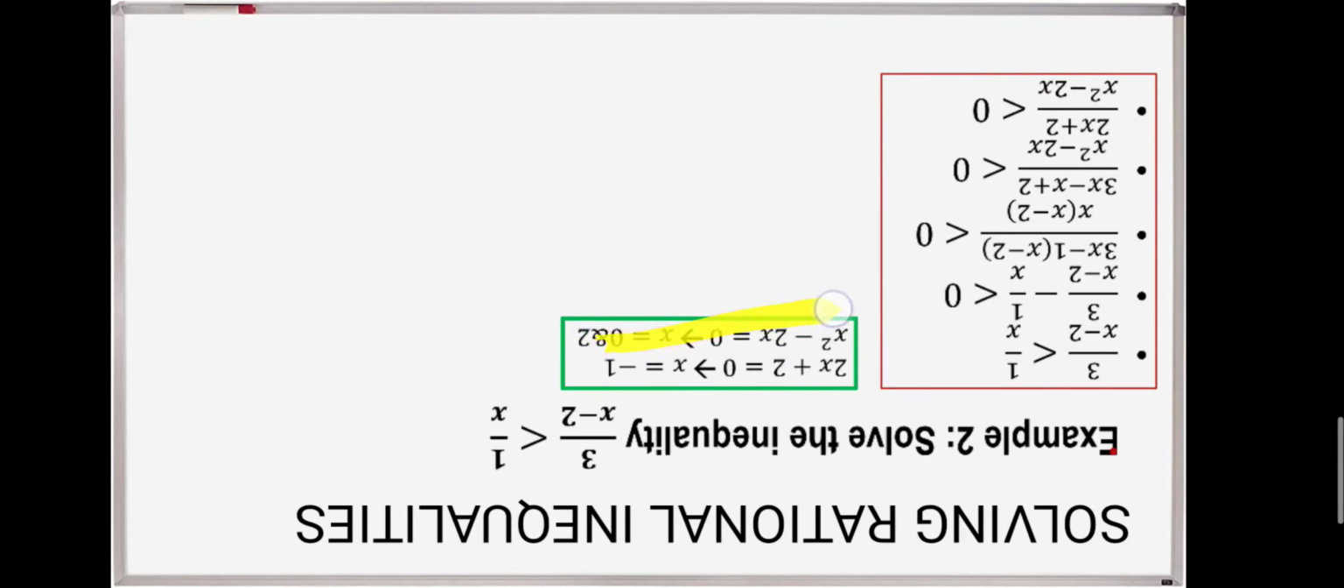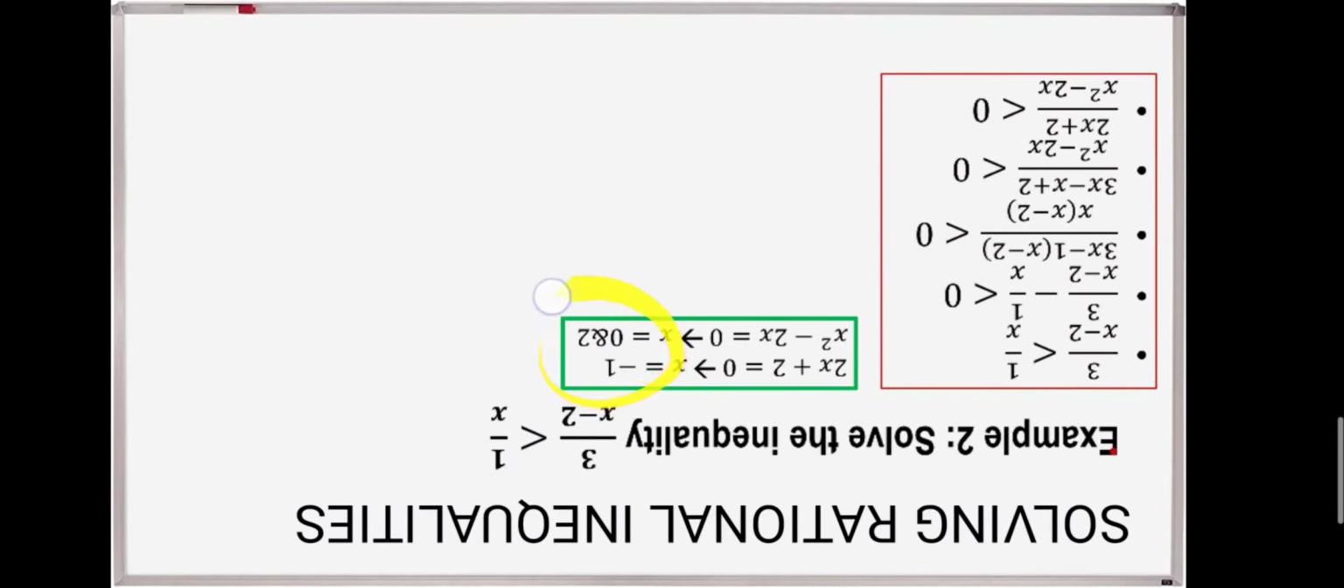Okay? Then here, as you can see, this expression is the same as x times x minus 2, right? So when we equate x to 0, we have x is equal to 0. Then when we equate x minus 2 to 0, we have x is equal to 2. That's why we have x is equal to 0 and 2. So we have three critical values, and those are negative 1, 0, and 2.